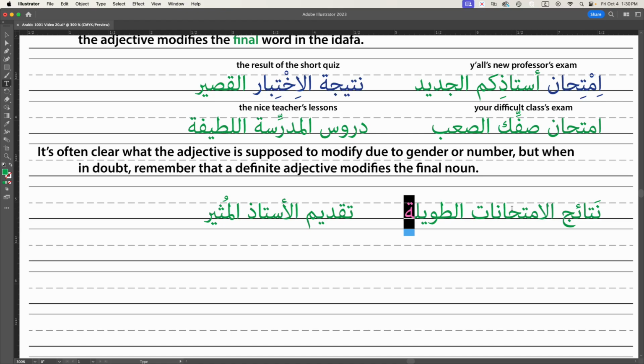So when in doubt, make sure that it's the exams here that are long and not the results. And this makes sense because the results really wouldn't be long anyway. So this is the results of the long exams.